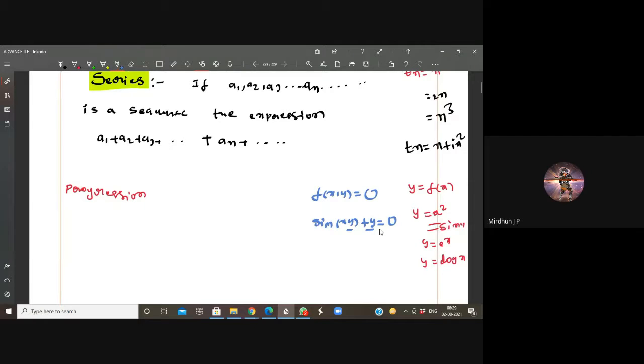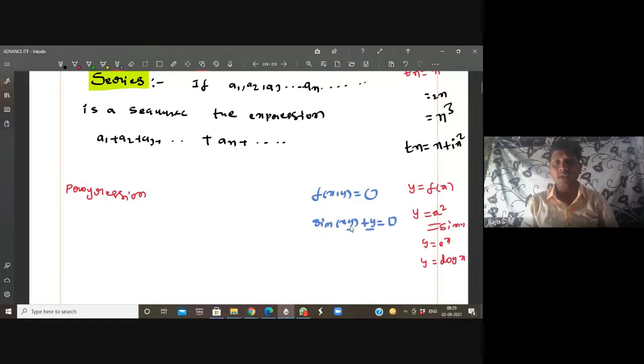We can write y is equal to minus sin xy, but again y is there on the other side. Did you separate y alone on one side? We can't do that. This is called an implicit function. For example, x square plus xy plus y square is equal to 0. Can you write y is equal to f of x form? No. So these are examples of implicit functions.